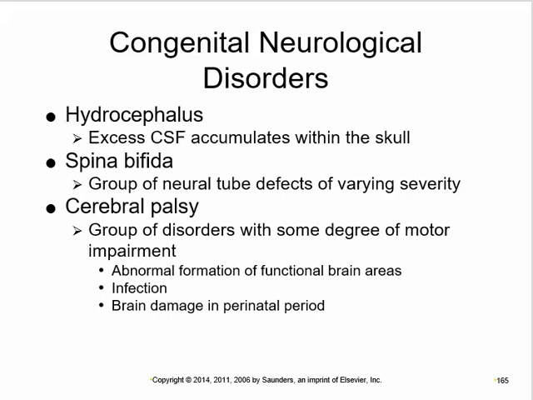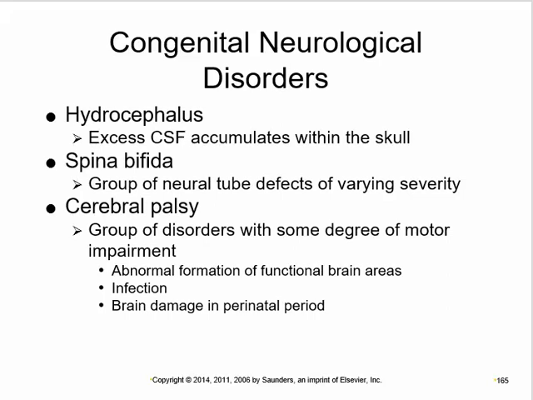So hydrocephalus: hydro means water, cephalus means head, so excessive cerebrospinal fluid accumulating within the skull. Spina bifida is a neural tube defect where the spine doesn't close over the neural tube, or the neural tube itself doesn't close up. So there's varying degrees of severity in spina bifida.